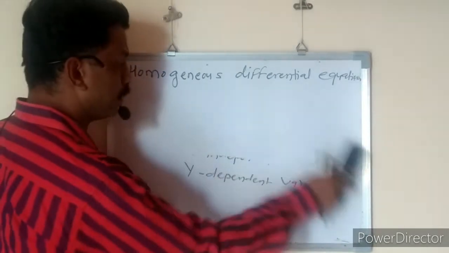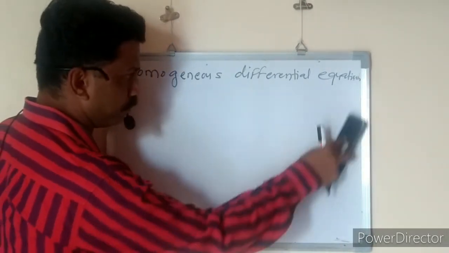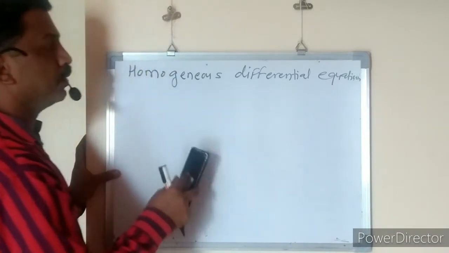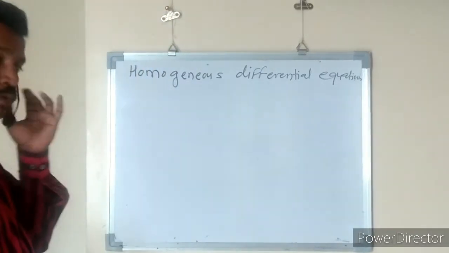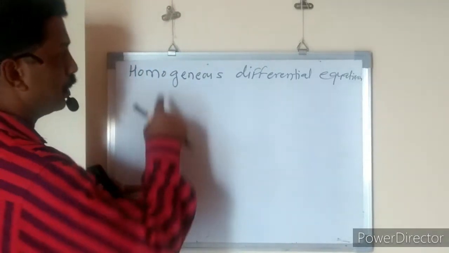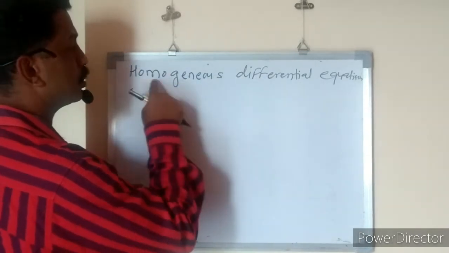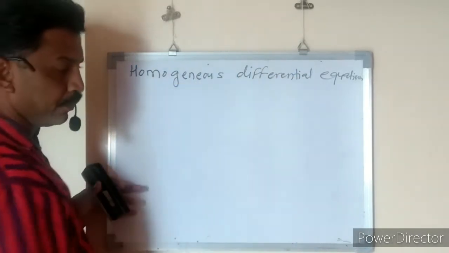Each and every part of that equation, if the term of the dependent variable is present, then such type of equation is known as a homogeneous differential equation.